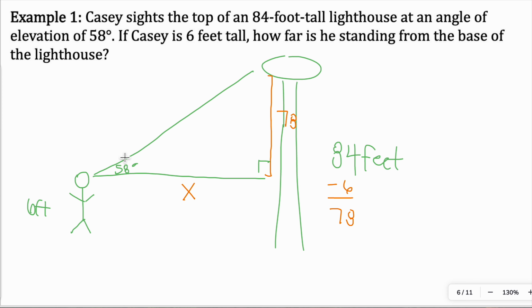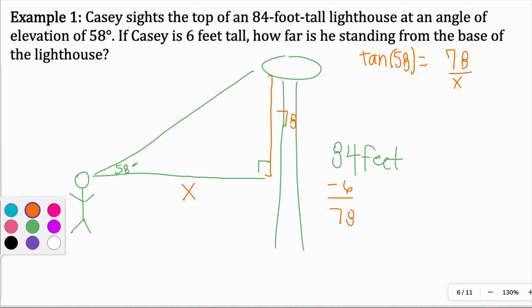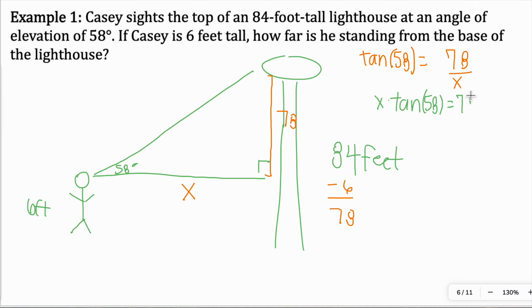So from this angle, we have opposite to adjacent, which means that's tangent. So tangent of 58 degrees is equal to 78 over x, and then we would just be solving for x. So I'm going to multiply both sides by x to get x times tangent of 58 is equal to 78, which means I can find x by dividing both sides by tangent of 58. It doesn't say what to round to, so I'm just going to keep it to the nearest tenth. I'm getting 48.7 feet.